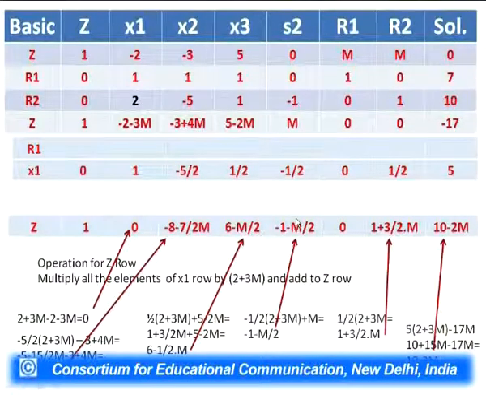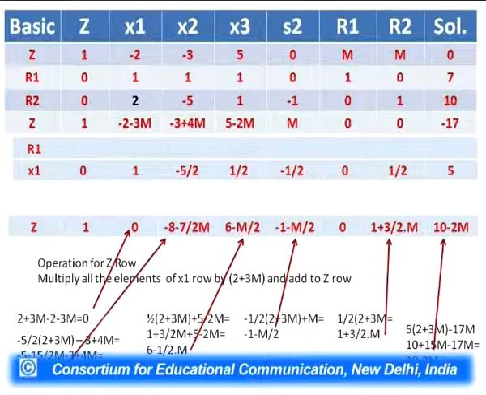And the second is how minus 2 minus 7 by 2m is achieved. Again we have to multiply the z row initial value by 2 plus 3m and then add to it minus 5 by 2 within brackets 2 plus 3m minus 3 plus 4m, then it is equal to minus 5 minus 15 by 2m minus 3 plus 4m, then finally it is equal to minus 8 minus 7 by 2m, and this has been transferred to the z row.